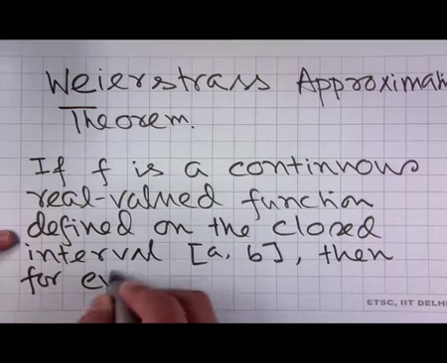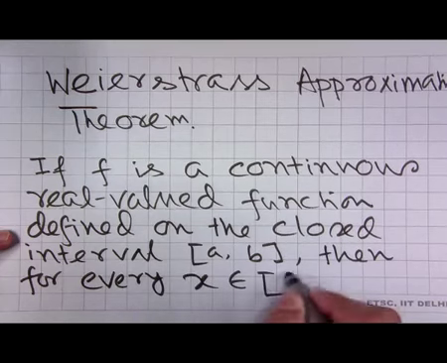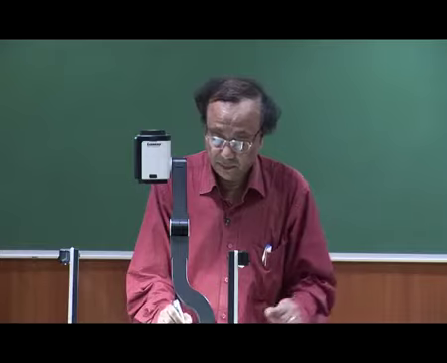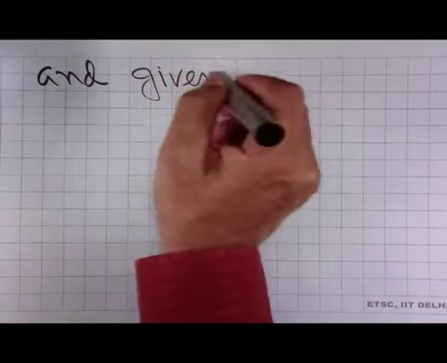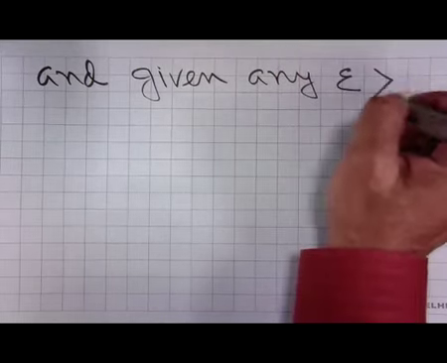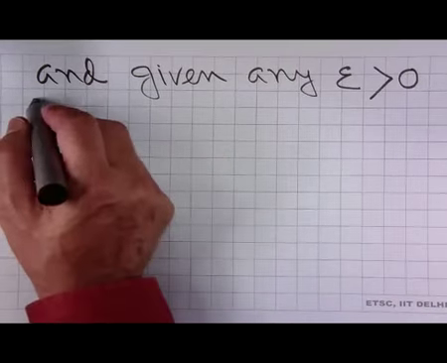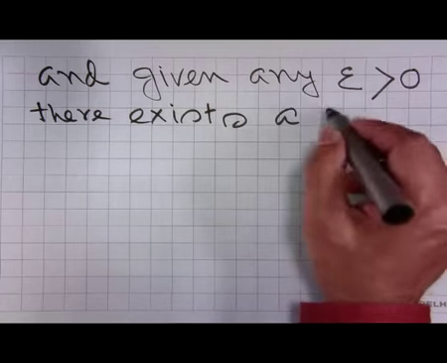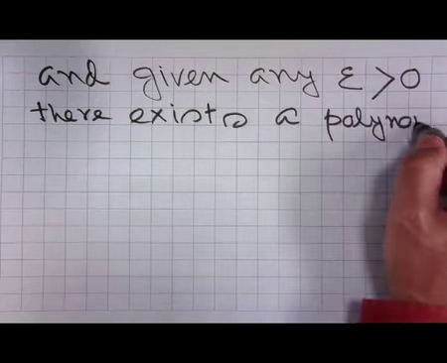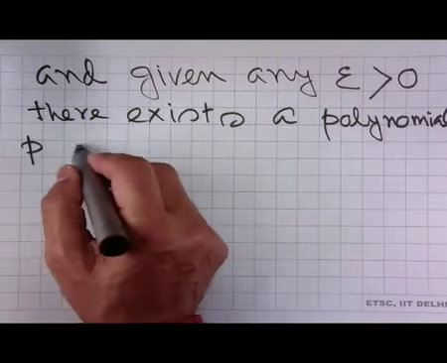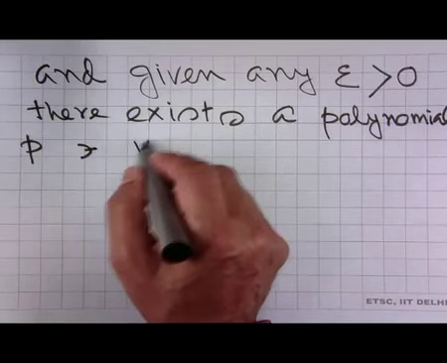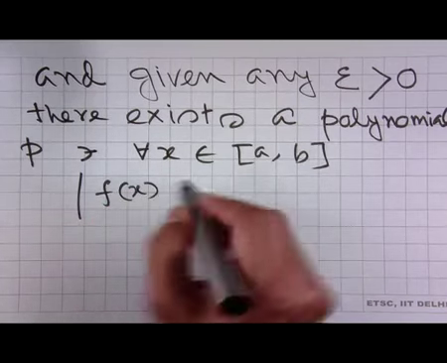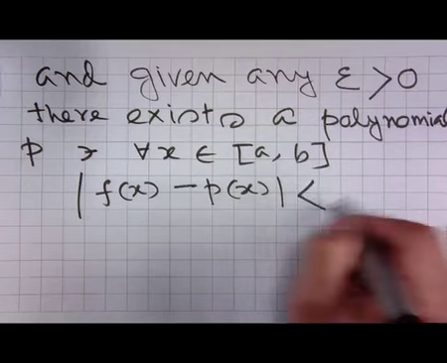for every real x belonging to the interval a to b, and given any epsilon greater than 0, there exists a polynomial p such that for all x belonging to a comma b, modulus of f x minus p x is less than epsilon.